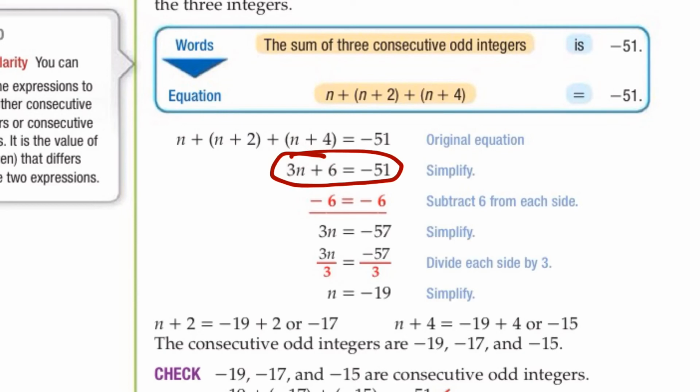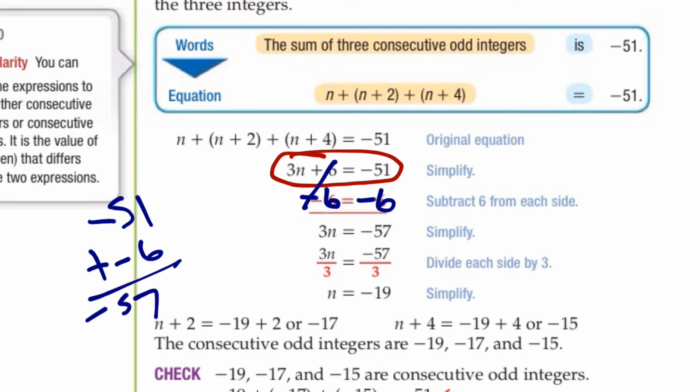So what am I going to do? The opposite of positive 6, subtract 6. Whatever I do to one side, do to the other. That's going to cancel the 6's. Negative 51 and a negative 6 is negative 57. Now, if I'm multiplying by 3, remember a number next to a letter or variable is multiplying. Opposite, divide by 3. Cross out. I get n equals negative 19. I did a multi-step equation, but different.